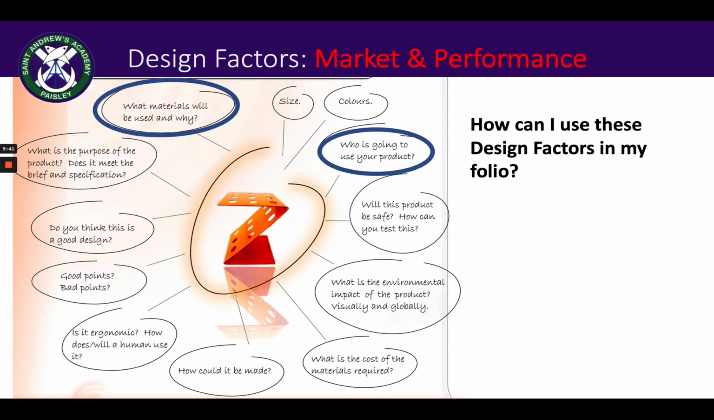Next part, how can you use these design factors in your folio? Right, so we stick with the product that we were looking at last time, that pencil holder. When you come to annotate your designs, you could talk about what materials you're going to use and why you're going to be using them. Right? Is it a durable material because it's going to be knocked about, or the pencils have to be pulled in and out. Right? Why does it have to be durable, and why are you going to be using these materials?